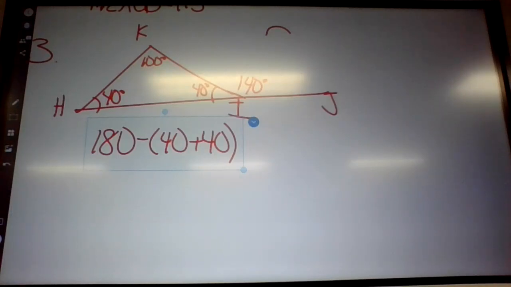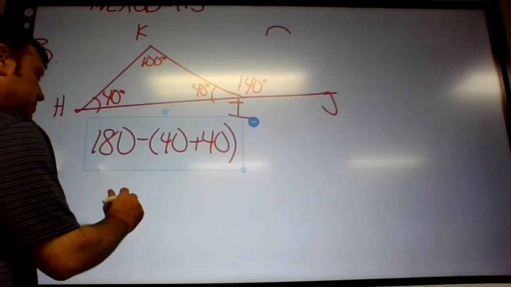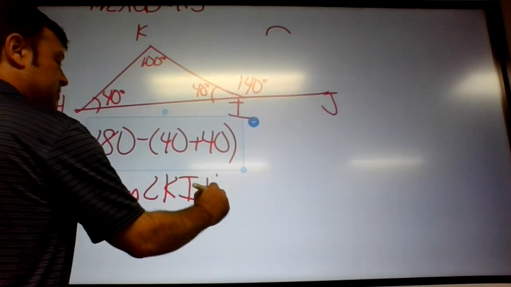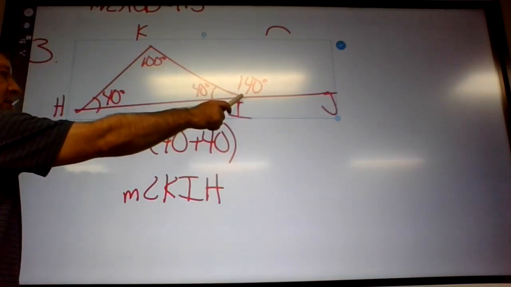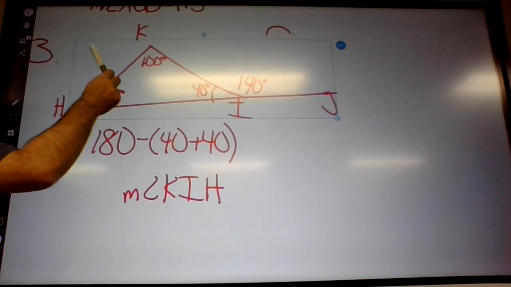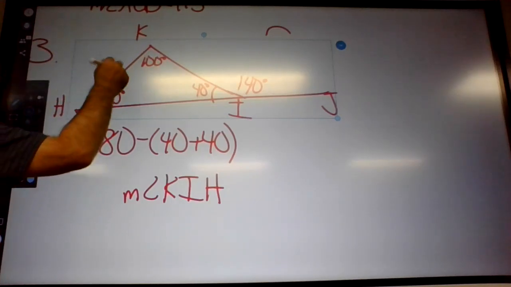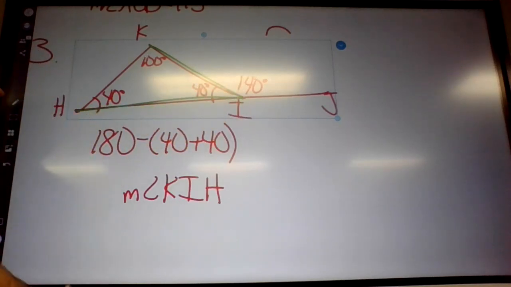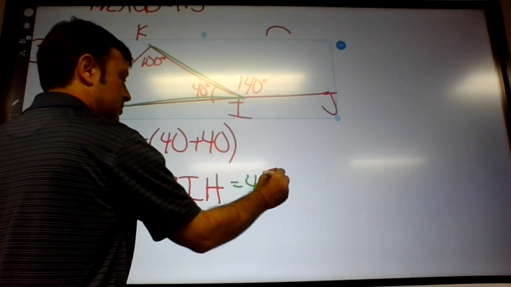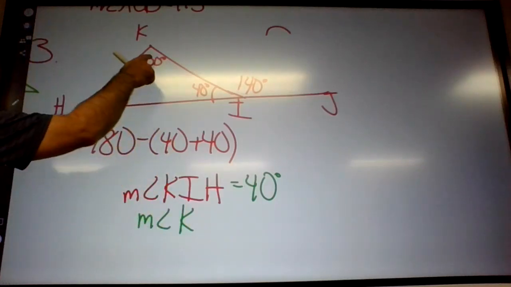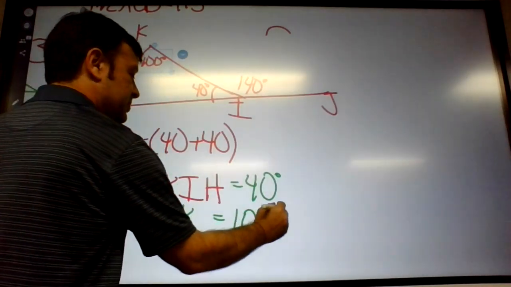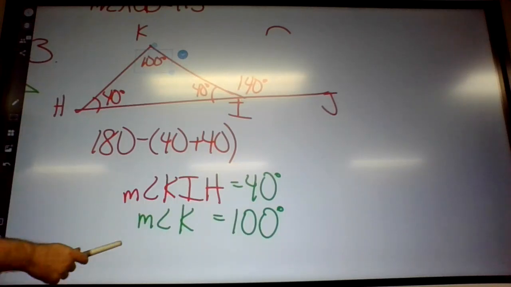Okay, so the book says, what's the measurement of angle KIH? Which one is KIH? No, K I H. What measurement is that? 40. Okay, and then it says, what's the measurement of angle K? 100. Yeah, 100.